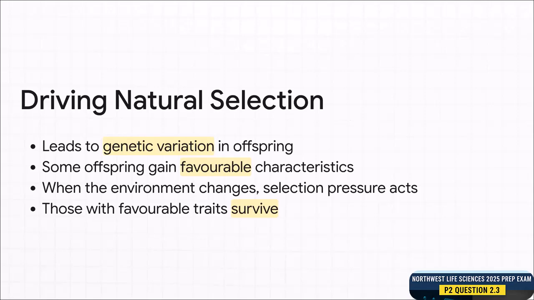Step 2, some of that variation might be awesome for survival, a favorable trait. Some, not so much. Step 3, now imagine the environment changes. Suddenly, that one favorable trait makes a huge difference. The individuals who have it are more likely to survive, have their own kids, and pass on that winning gene. And that, my friends, is natural selection in a nutshell. That's your 5 marks, right there.